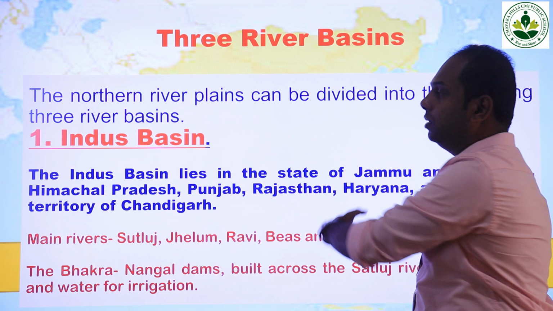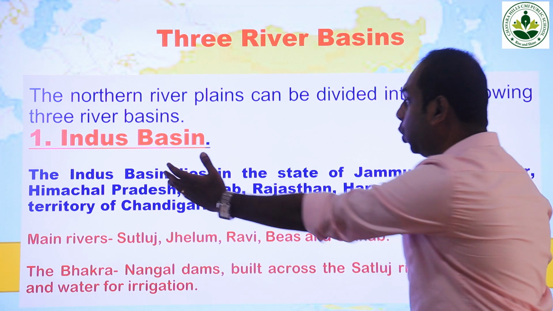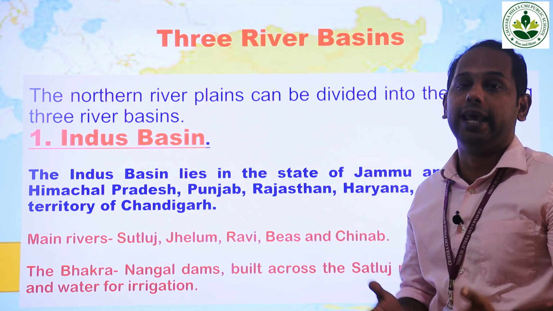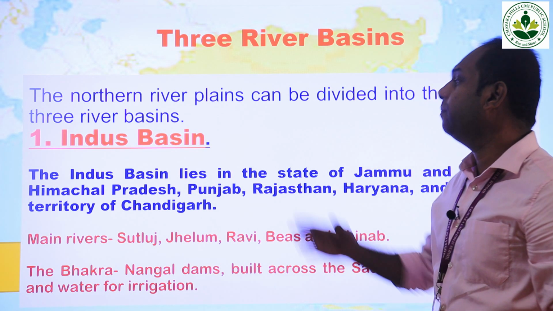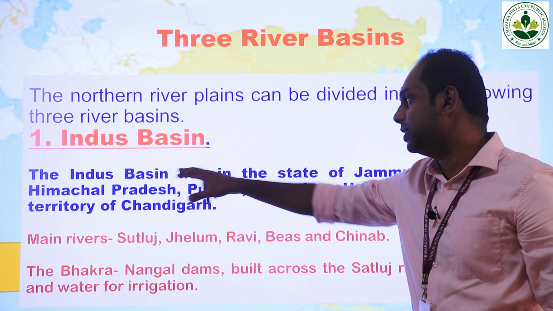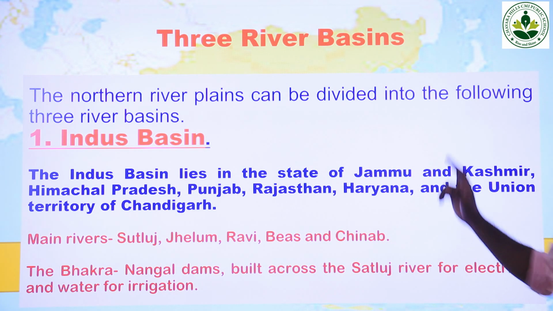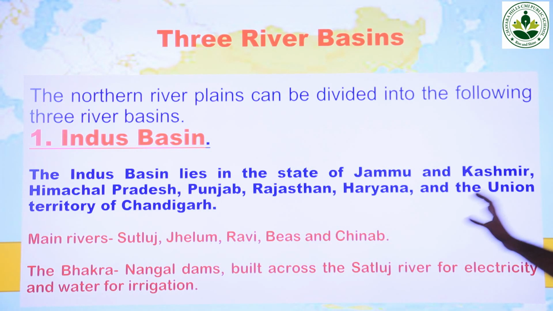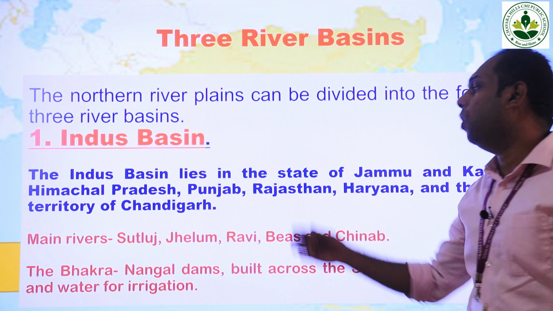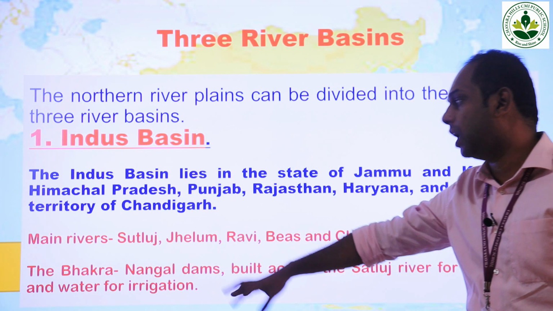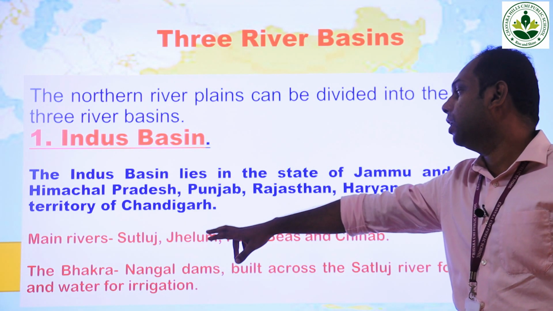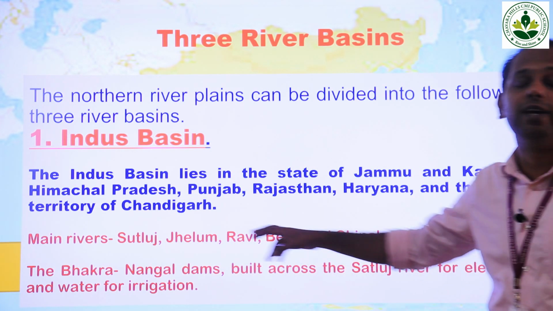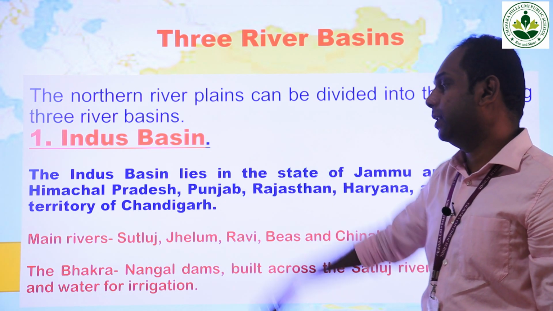The Indus River is passing through all these states, and the Indus River makes this land more fertile. Now the main rivers which flow through the Indus basin are Satluj, Jhelum, Ravi, Beas and Chenab. These are the major rivers which flow through the Indus basin.